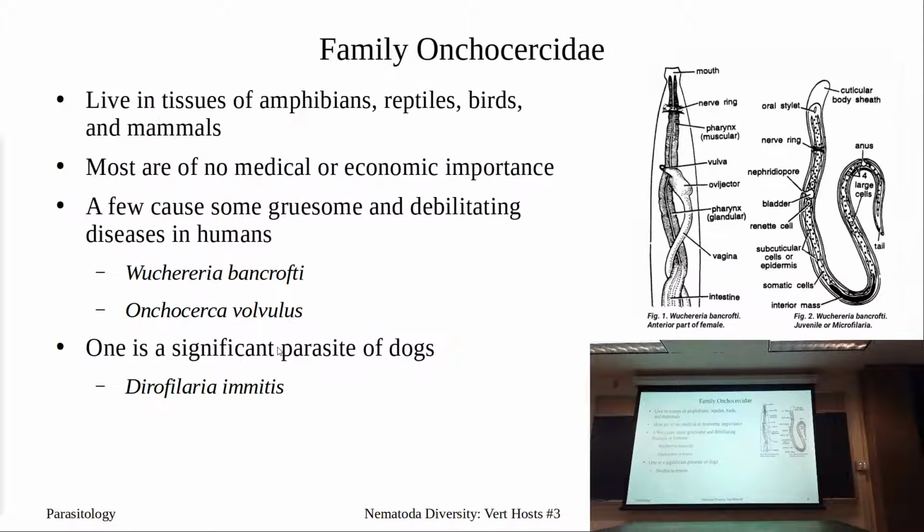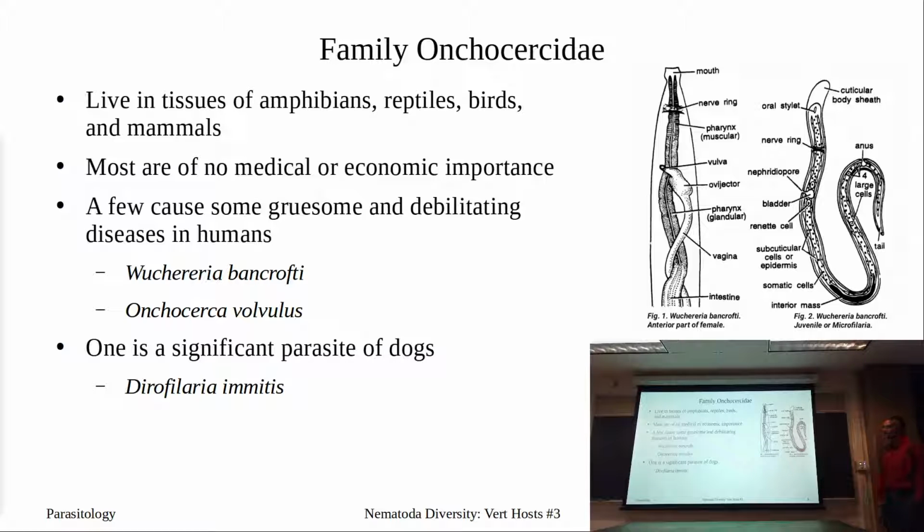Ready? All right, so our family that we're going to talk about is the family Onchocercidae. These will live in the tissues of amphibians, reptiles, birds, and mammals. No fish. Most of them have no medical or economic importance to us. So why do we care? Well, a few of them will cause pretty gruesome and debilitating diseases in humans. The two that we have are Wuchereria bancrofti and Onchocerca volvulus.